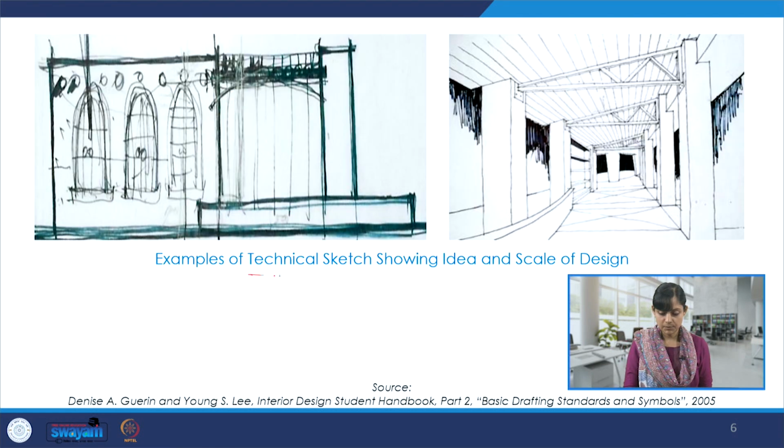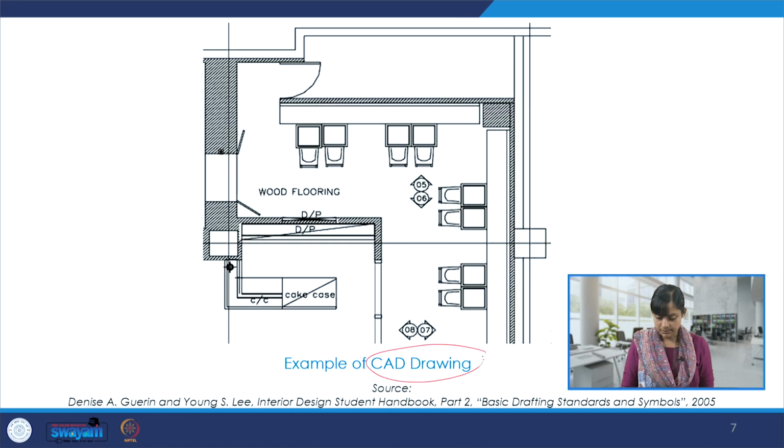So this is an example of a technical sketch. It gives an idea about the scale of the design and it gives the overall ideation. And this is done on scale to represent how a certain space would look like on a final scale. Then there is also an example of a CAD drawing that you see over here.